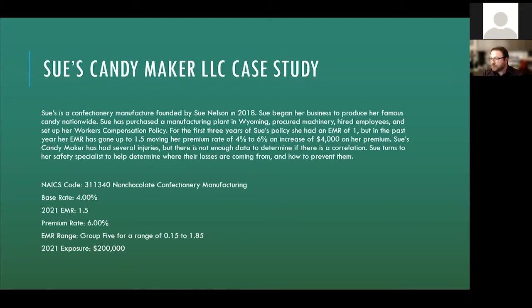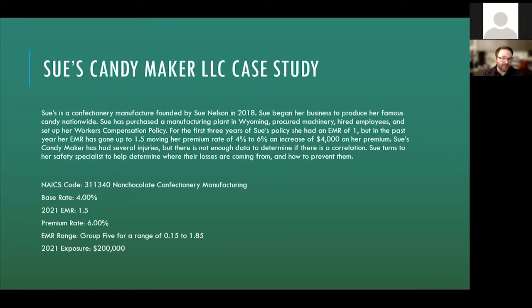So for the first 3 years of Sue's policy, she had an EMR of 1. But this past year, she just got her EMR letter and it's gone up to a 1.5. And if you're not familiar with your EMR, that's your experience modification rating for workers' comp. So that determines whether you're going to be paying at, above, or below your base rate. So you want a lower EMR.